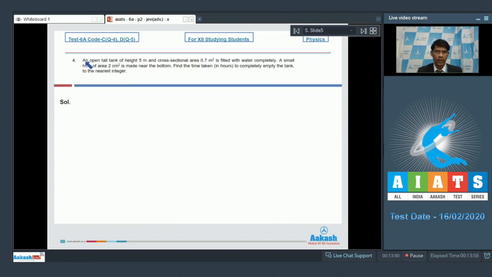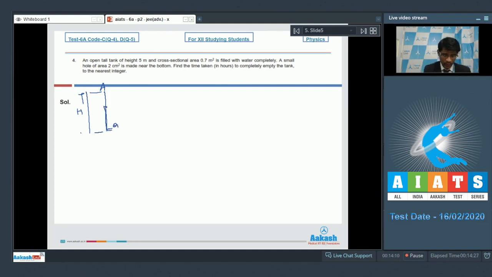In question number 4, an open tall tank of height 5 meter and cross-sectional area 0.7 meter square is filled with water completely. A small hole of area 2 centimeters square is made near the bottom. Find the time taken in hours to completely empty the tank to the nearest integer. Situation is a very standard one. I would say let this height be h, area is A, small hole is made here with the small area a.